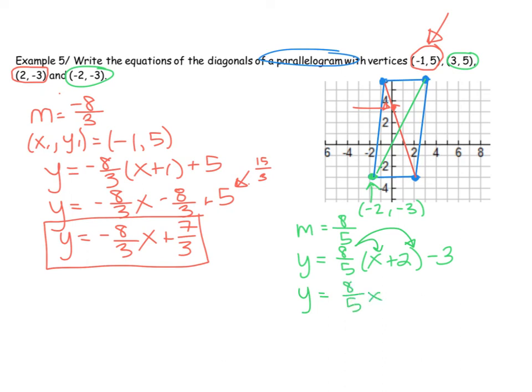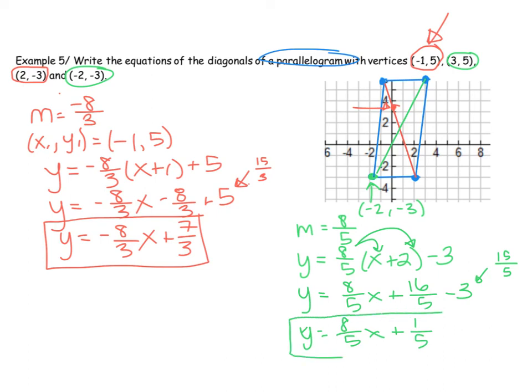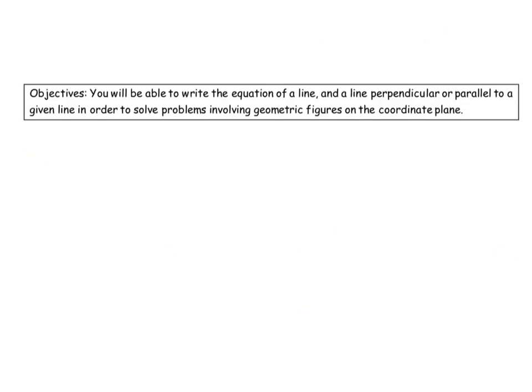So 8/5 of x, twice 8/5 is 16/5 minus 3. 3 is equivalent to 15/5. So I have y equals 8/5 x plus 16/5 minus 15/5, which is 1/5. So that's close to 0, but not the same. So it's a good thing I didn't use (0, 0) as my y-intercept. That would have given me an incorrect value.